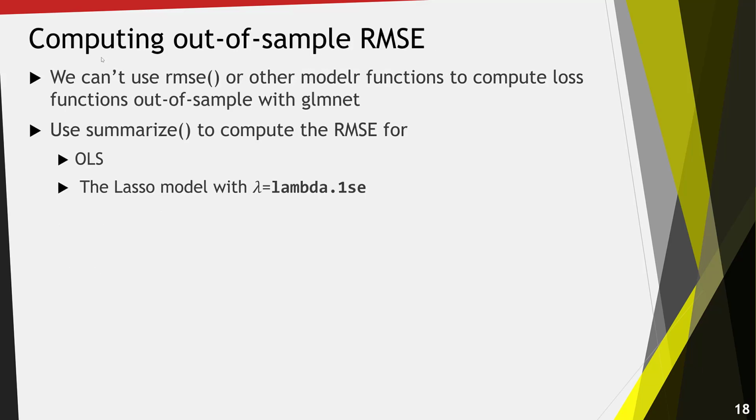As one additional step, we'll compute the RMSE of both the OLS and the lambda.1se models. Unfortunately, you can't use the RMSE function or other model R functions to compute out-of-sample loss with GLMNet. Instead, we'll use summarize to compute the root mean square error for both OLS and this one lasso model.